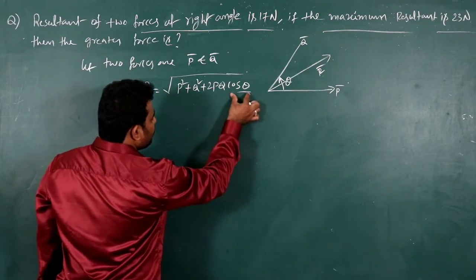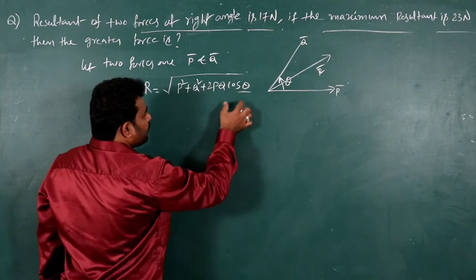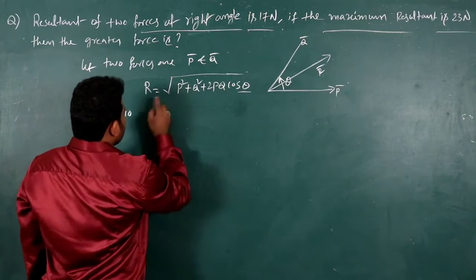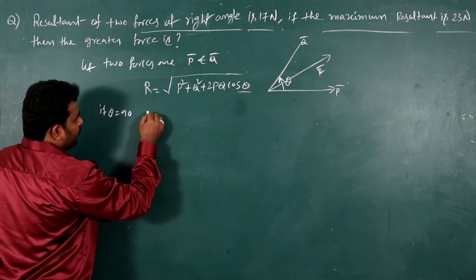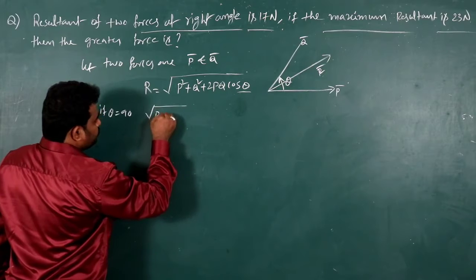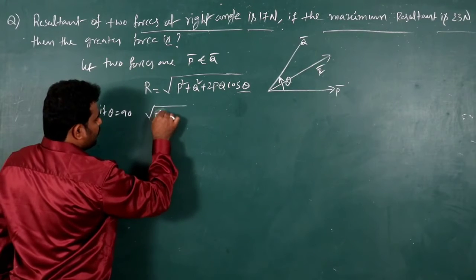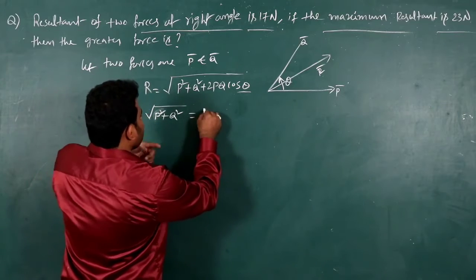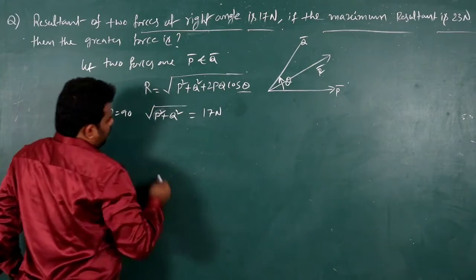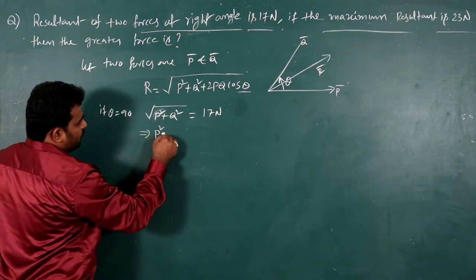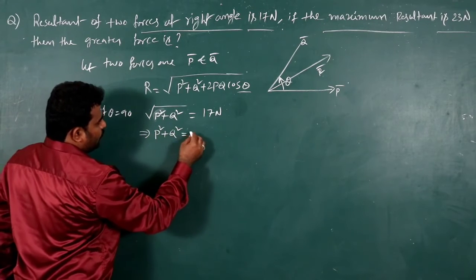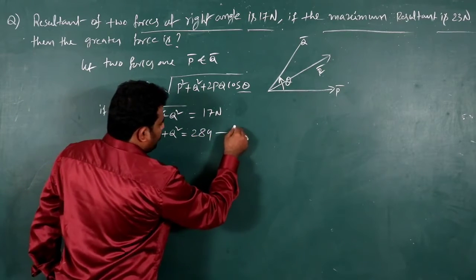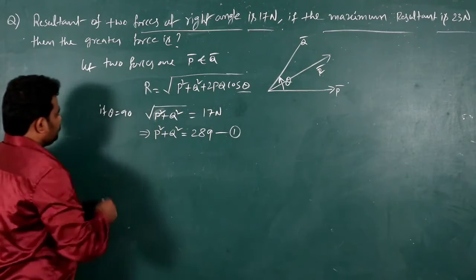then cos theta will become 0. Why? Because cos 90 is 0. If cos 90 is 0, this term vanishes. So from that, we'll get square root of P square plus Q square. If theta is 90, resultant is 17 newtons. From this, we can write P square plus Q square is equal to 17 square, 289. Let this be equation number 1.